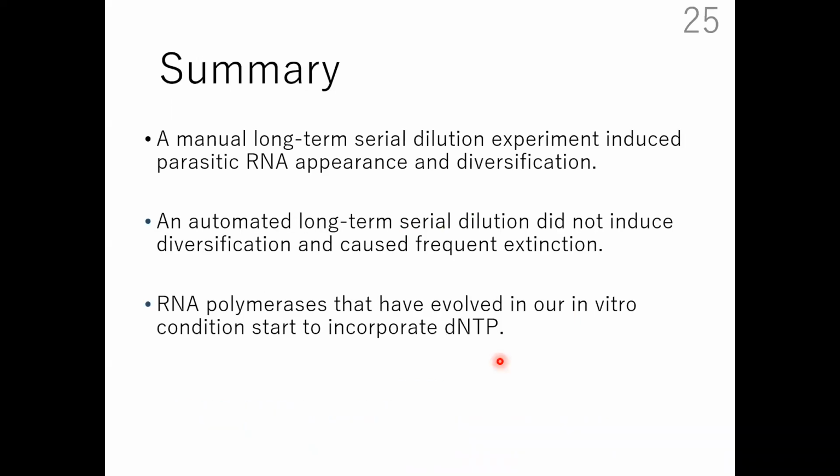Okay, here is a summary of my talk. Manual long-term serial dilution experiment induced parasitic RNA appearance and diversification, and automated long-term serial dilution did not induce diversification and caused frequent extinction. I'd like to know the critical parameter. And RNA polymerases that have evolved in our in vitro system start to incorporate dNTPs.